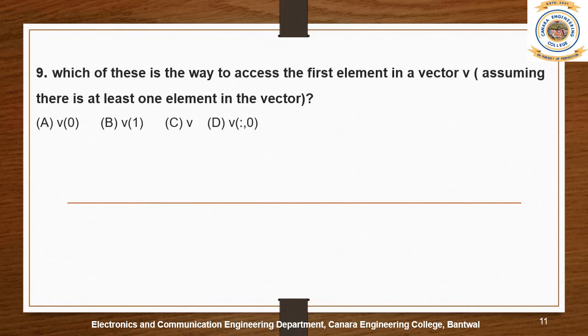Which of these is the way to access the first element in a vector V, assuming there is at least one element in the vector? V is a vector which has more than one element, and if I want to access the first element, we have to do it with v of 1, which is option B. When I put 1, it will access the first element, v of 2 will access the second element, v of 3 the third element, and so on. MATLAB always starts from 1, not from 0. So the answer is B, which is v of 1.